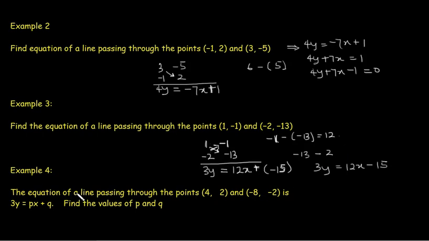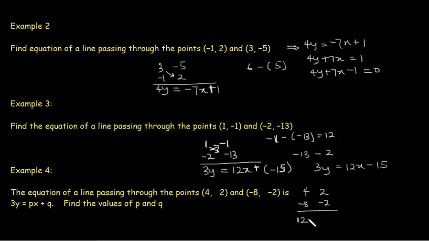Let's consider the last example. We have an equation passing through these points, and we say it's equal to this. So what are the values of p and q? Let's write the coordinates. We have (4, 2) and (-8, -2), right? We subtract this, and we have 4 minus -8. That should give you 12.